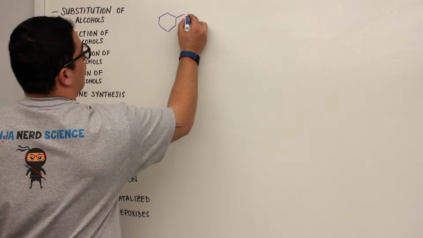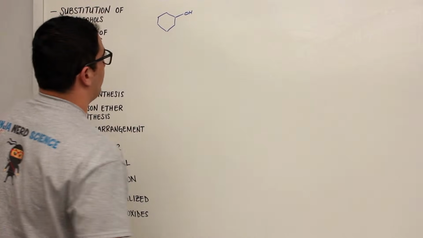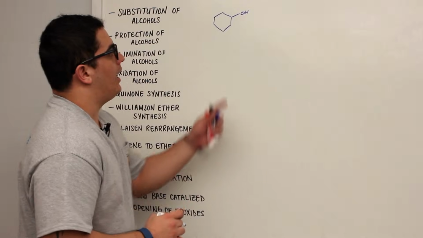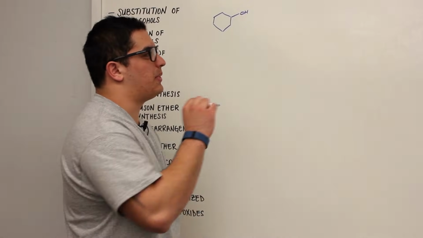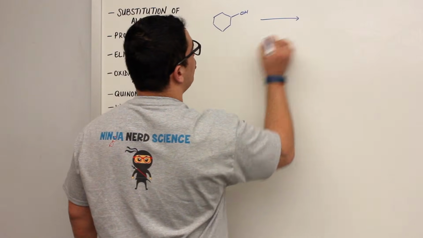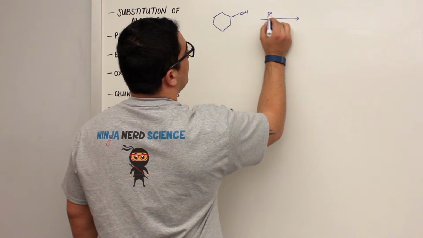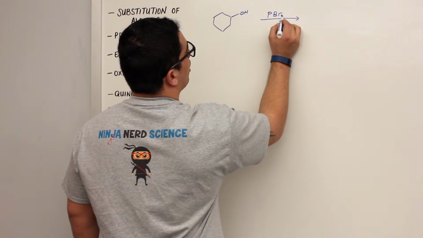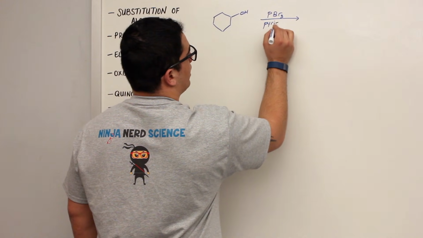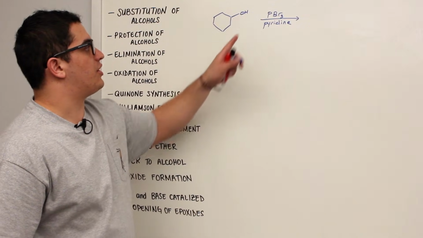I'm going to draw cyclohexane here with an alcohol. So it's no longer cyclohexane, it's called cyclohexanol. What I'm going to do is take this alcohol and react it with a specific reagent. I could have talked about a lot of these, but we're going to focus on two main ones. One of them is PBr3, which we react with pyridine.